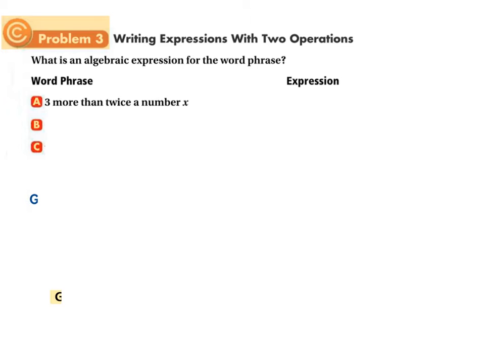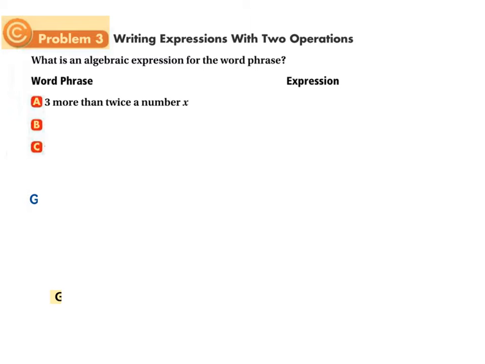All right, so what if we had two operations? How would we do it? What's an algebraic expression for the word phrase? This first one, A, is 3 more than twice a number. What we first want to do is take twice the number because we need something to go 3 more than. Right? We have to have a starting point, and that's twice some number x.